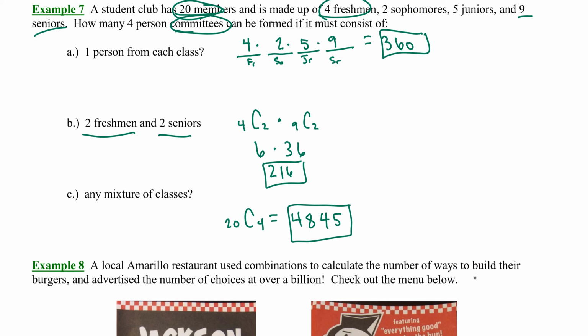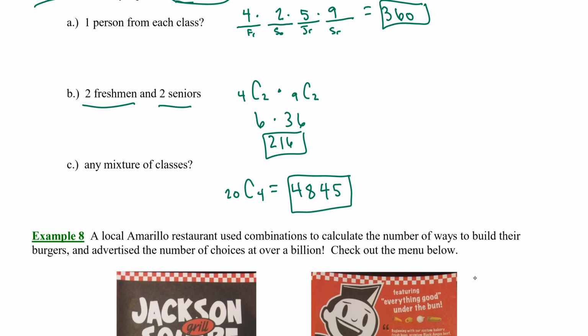So make sure you read carefully and look at the subtle differences, read the descriptions, think about fundamental counting principle, think about order. If it makes a difference, we go with permutation. If it does not, we go with combination.